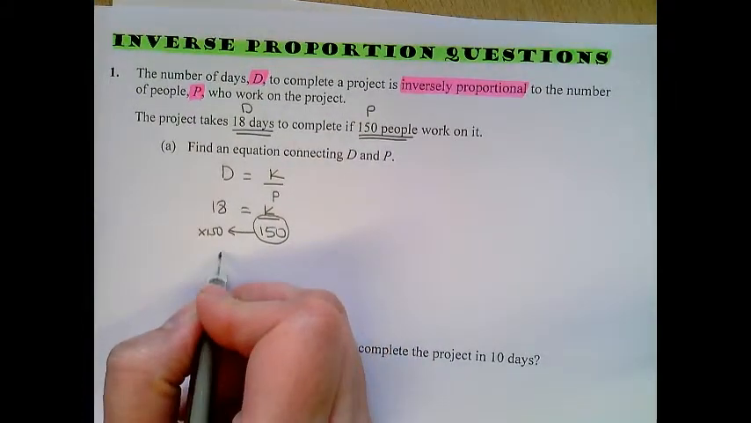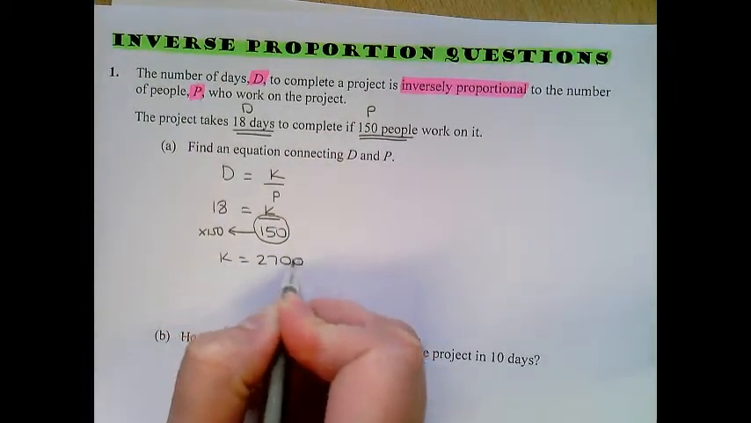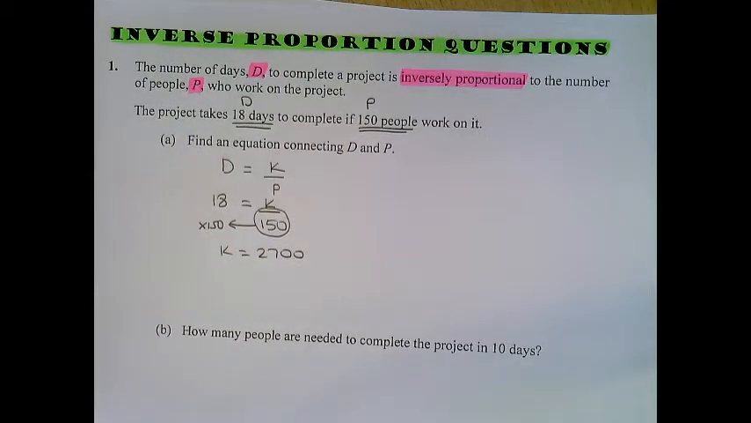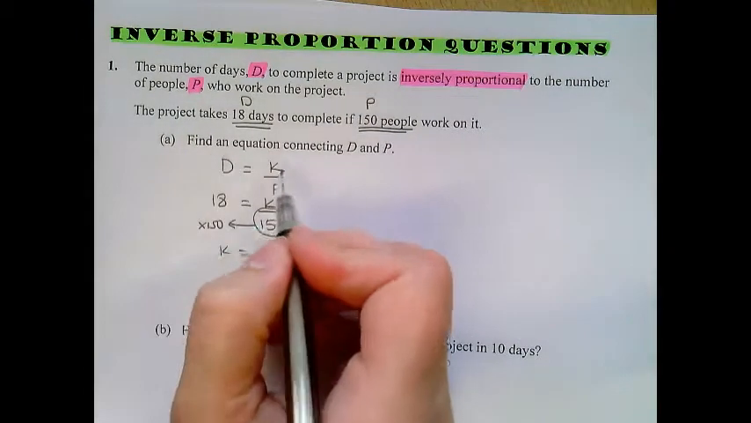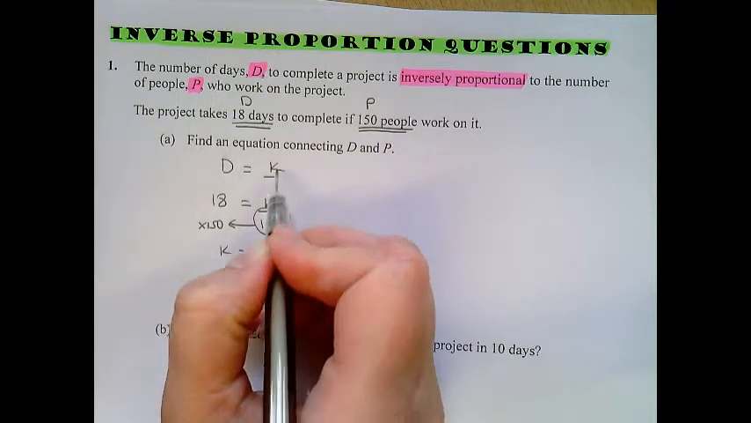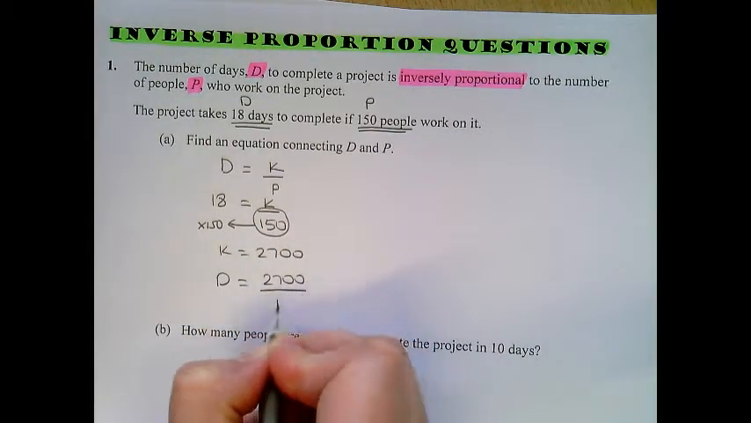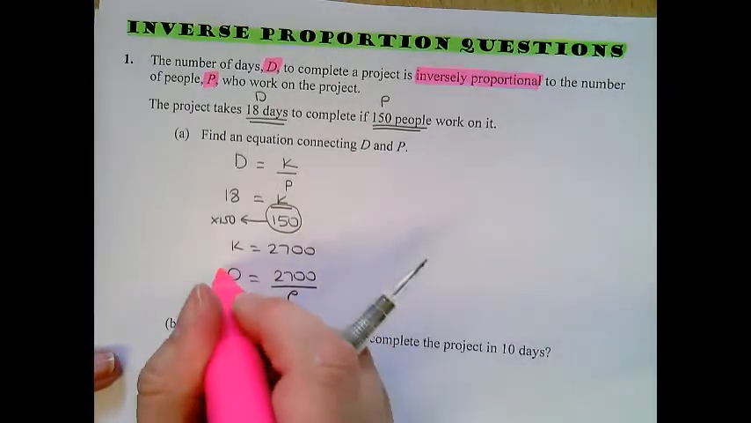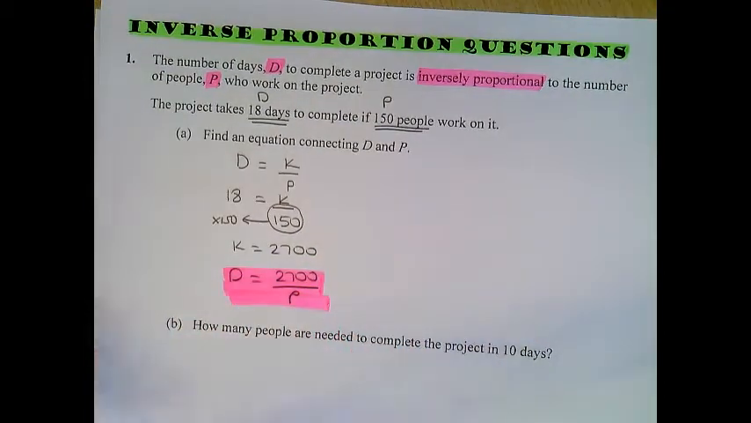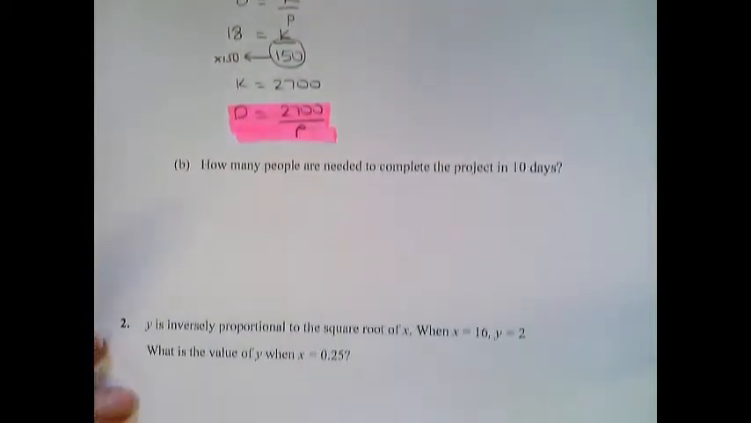So K equals 2,700. Once you've worked out what K is, you can put it back into this equation, keep the D, keep the P, and change the K. So D equals 2,700 divided by P. So that's the equation that we're going to be using in the rest of the question.